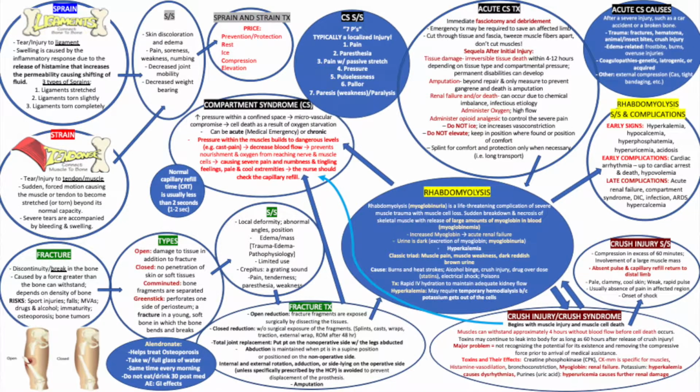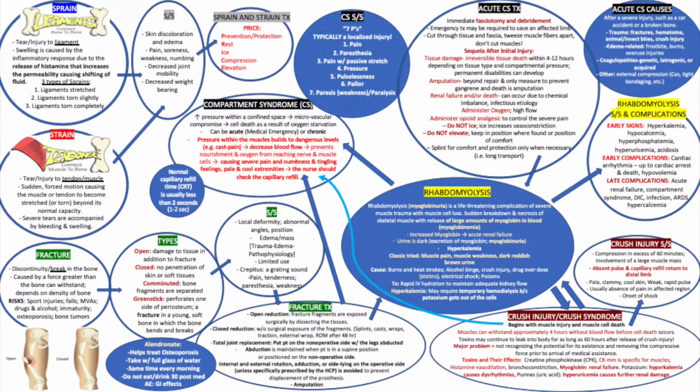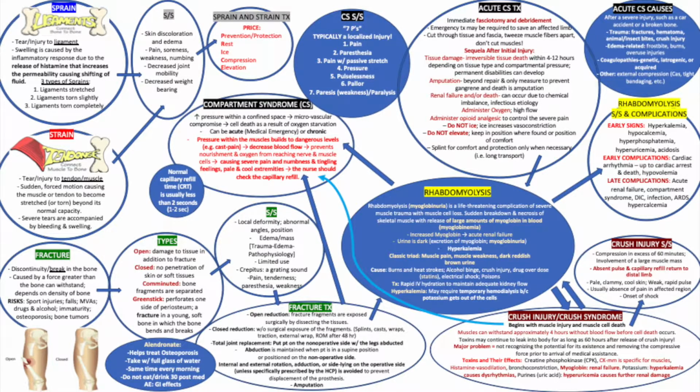So moving on to the bottom left of the concept map, we'll talk about fractures, which are a more intense musculoskeletal injury. A fracture is where there's a break in the bone. This happens when a force is greater than the bone can withstand, and it also depends on the density of the bone. Risks of a fracture can be highly increased by sports injuries, falls, drugs and alcohol, osteoporosis, which is a really big deal, immaturity of the bone, and bone tumors.